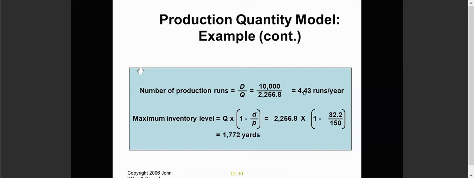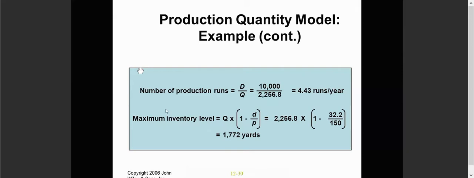Based on this information, we conclude that the number of orders will be 4.43, and it also provides information about the number of setups at the machine. So we know that there will be 4.43 setups to be done at the machine.